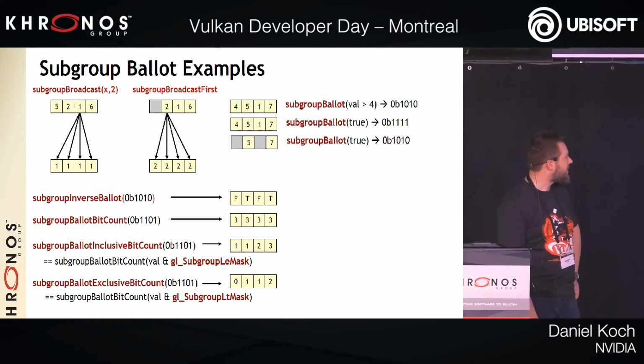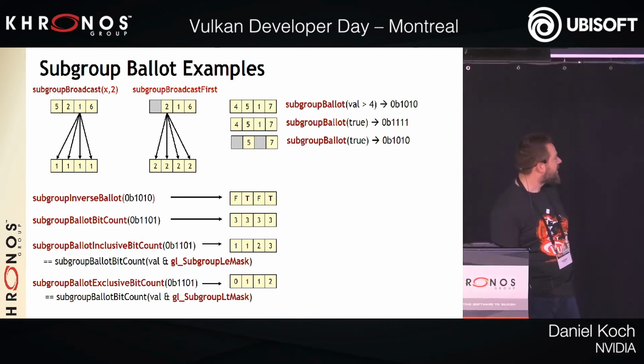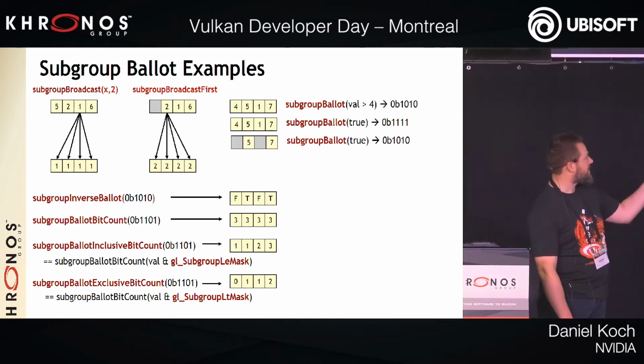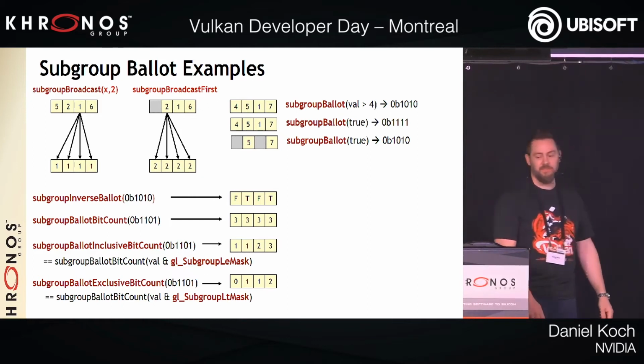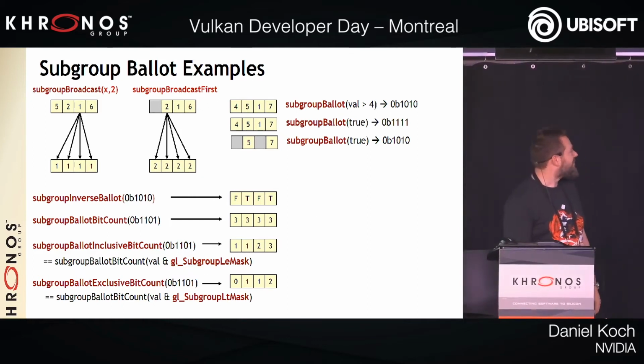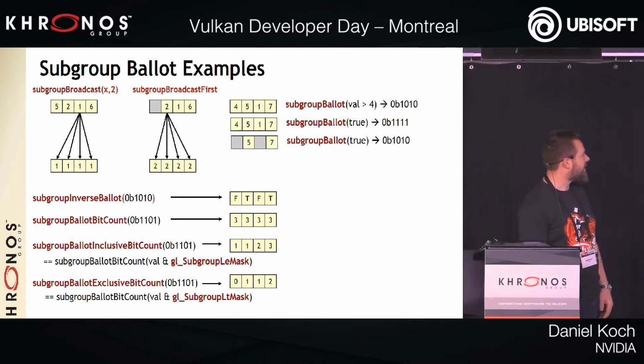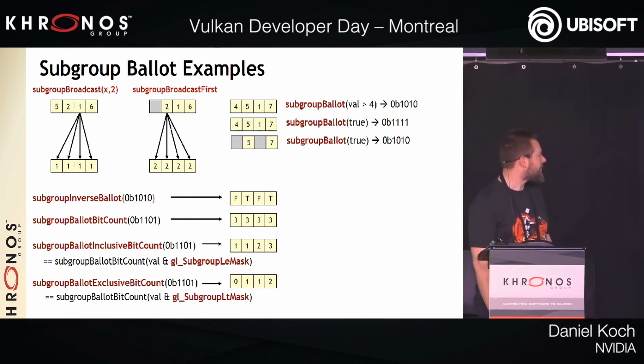The top right there, if you have the data 4, 5, 1, and 7, what does the subgroup ballot of value greater than 4 give you? So it gives you a bit field of 1, 0, 1, 1. Just remember the bits are listed in the opposite order of my subgroup, so not confusing. Subgroup ballot of true shows you which threads are active. So the middle one there, they're all active. The bottom one, only 2 invocations are active again.